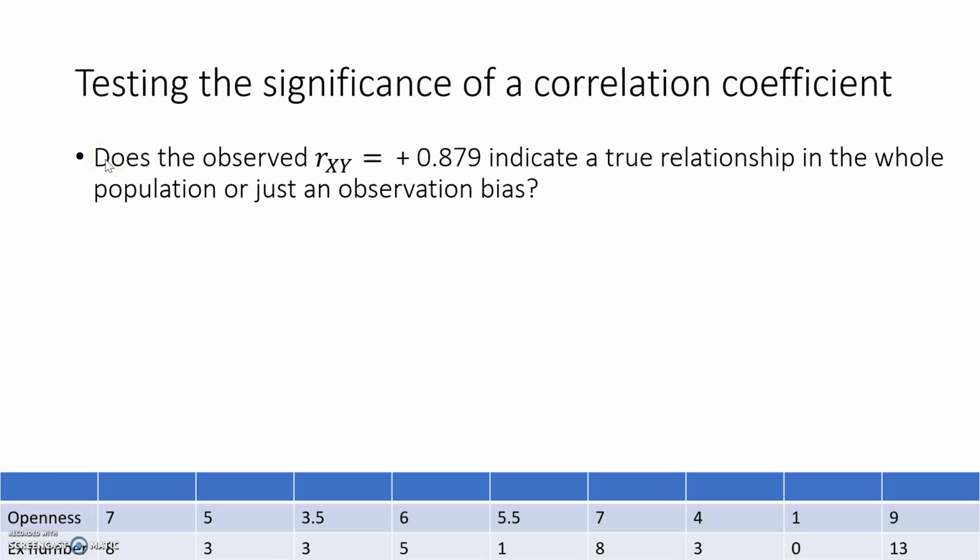So the question we want to ask here is, does this observed positive correlation of 0.879 indicate a true relationship in the whole population, or is it just an observation bias? In other words, if we recruit another sample, are we going to get similar results? So let's go through this significance procedure. I think you are familiar with it. I'm pretty sure you can work through this whole procedure without any instruction from me. But let's talk about it.